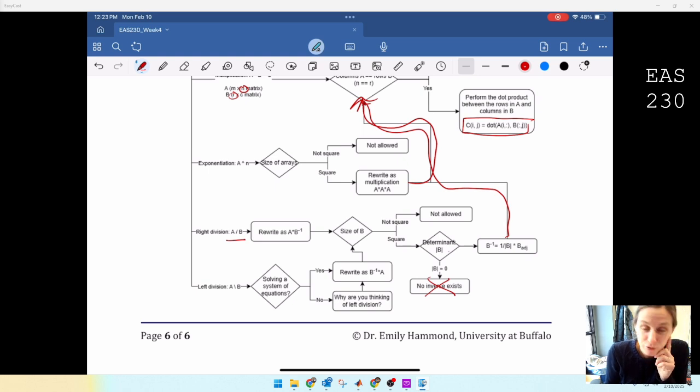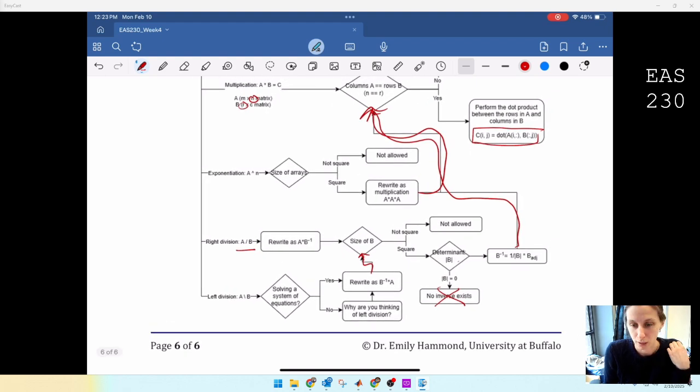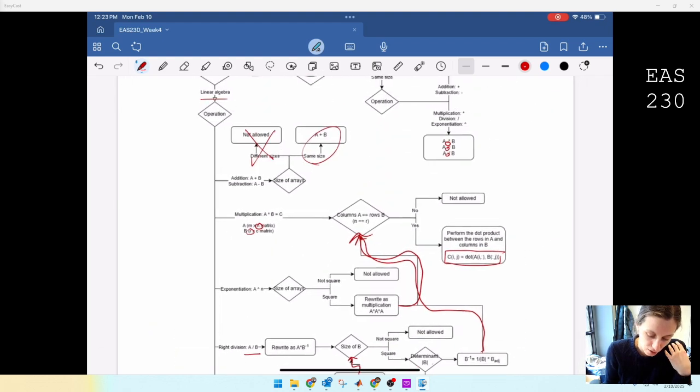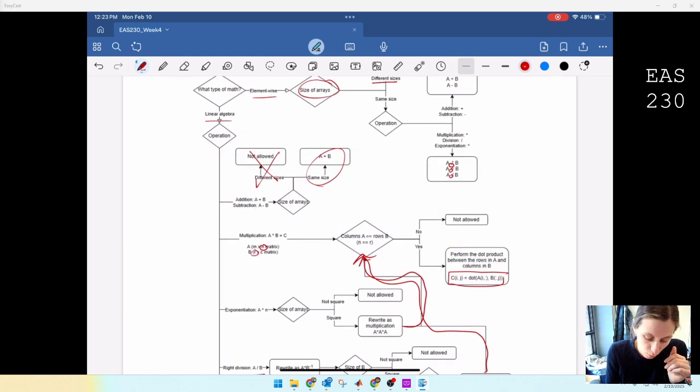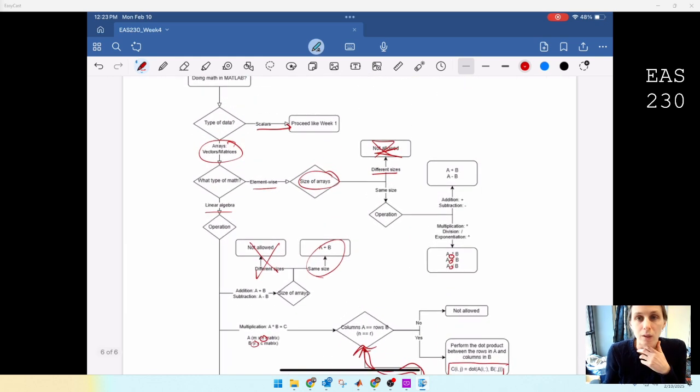If you are doing left division, then ask yourself, are you solving a system of equations? If you are, rewrite it as B inverse times A. Go back up and calculate the inverse. If you're not, why are you thinking of left division? And then still rewrite it as B inverse times A and go back up. Find the inverse and then do your matrix multiplication. So there's our big flow sheet of how we're going to go about making decisions about what kind of math we are going to do in MATLAB.